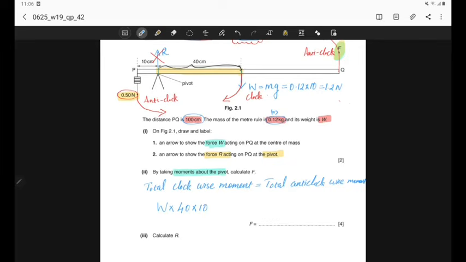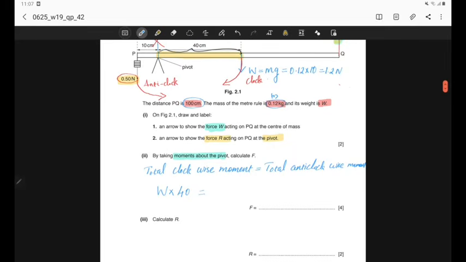You should multiply by 10 to the power minus 2 in order to convert it into meter, or you can ignore it because all the values are given in centimeter. So we will have 10 to the power minus 2 on both sides, so it will automatically get cancelled. So that is equal to the total anti-clockwise moment.